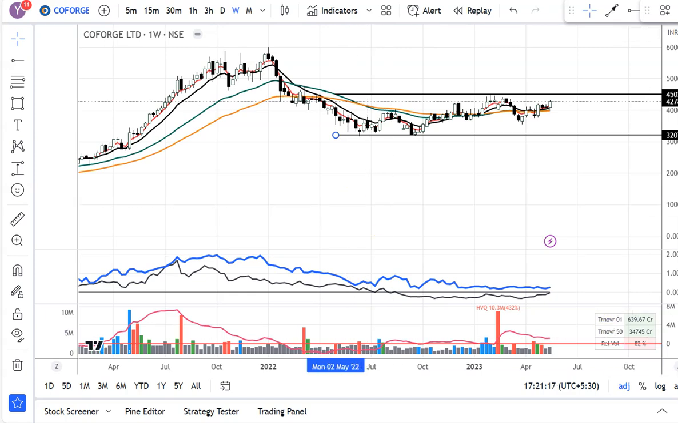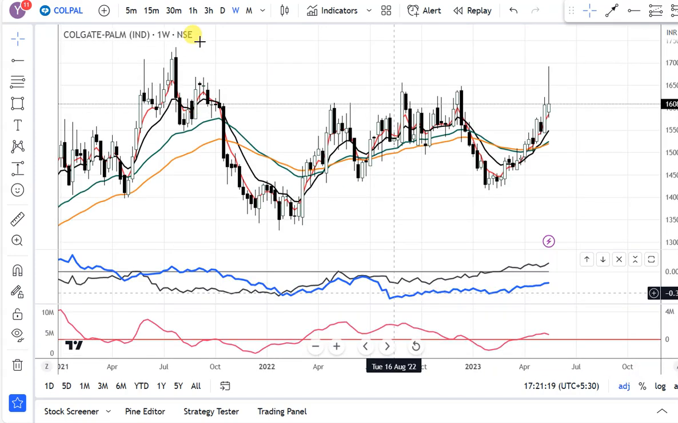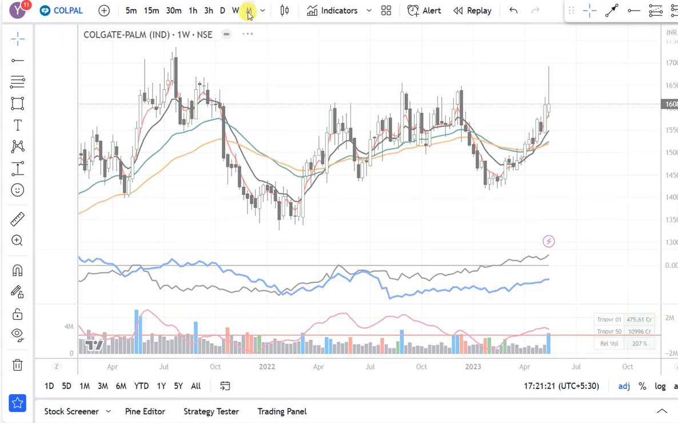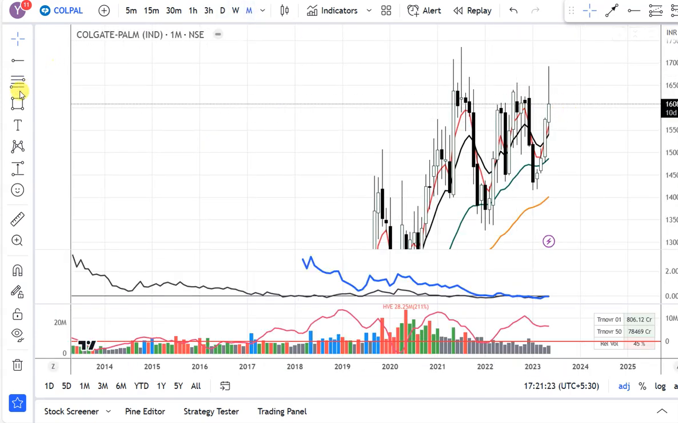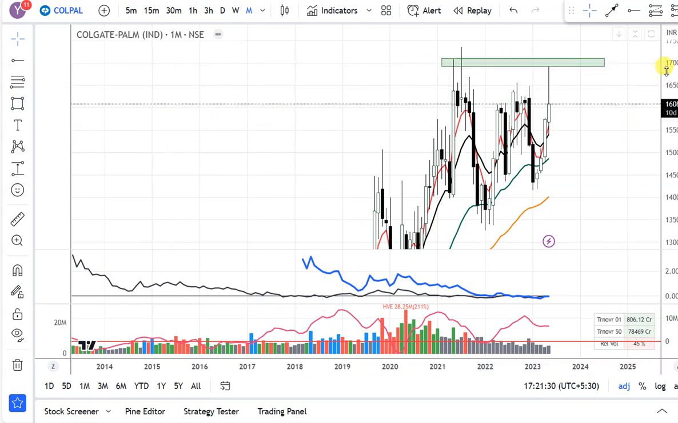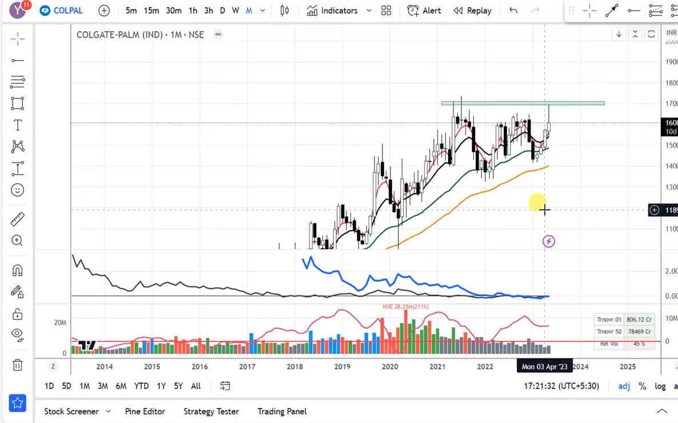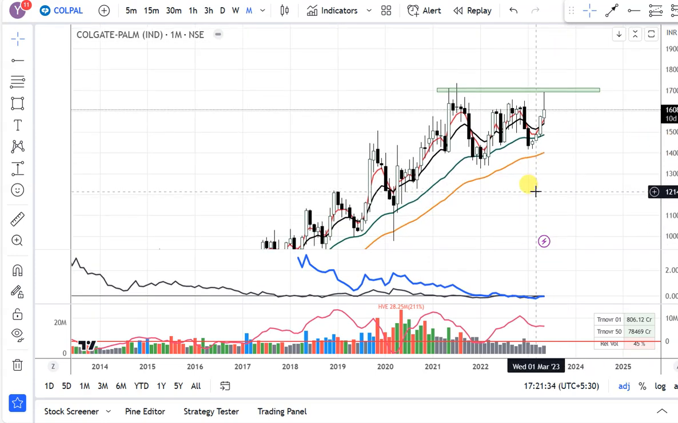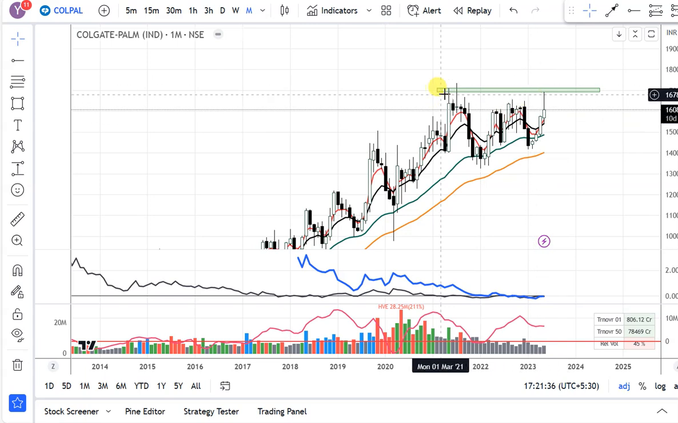Coalpal is literally seeing resistance in this area. Can you see this area? It's just not able to breach 1,700 rupees. There is a lot of pressure for it to come down. It tried once in 2021, and after that the stock has always been sideways, and it tried this month, May 2023, but it is not able to enter the stock. So we need to wait for it.